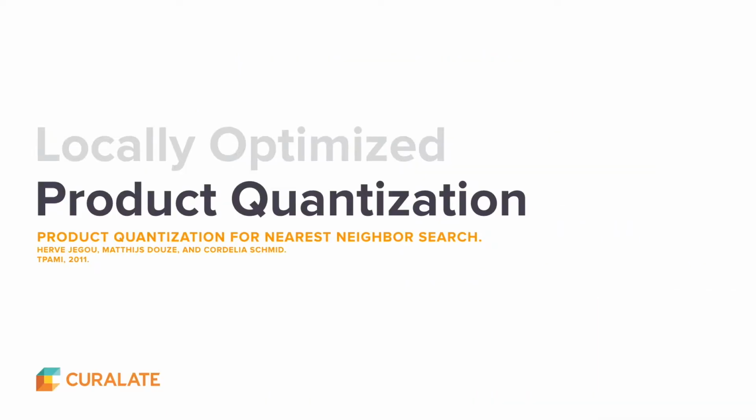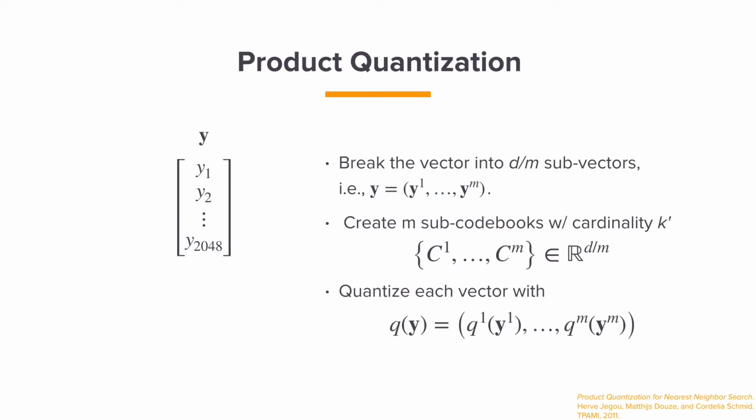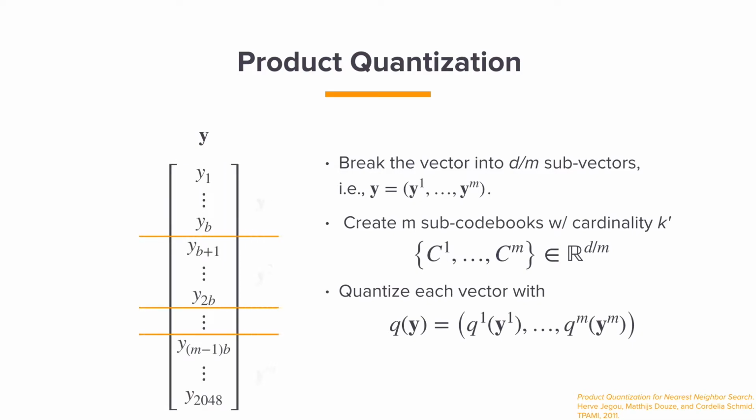That's where product quantization comes in. Product quantization is a paper from 2011. It was published in PAMI, which is a really cool journal, which I don't read enough of. They had a really interesting idea. They said, let's take our reference vector y. This thing has 2,048 dimensions. Instead of quantizing that, I'm going to split it up into m subvectors and build a quantizer for each of those.